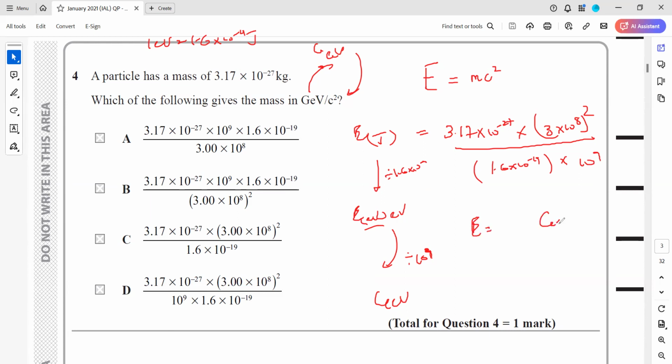Actually, this will be energy in giga electron volt, but energy in giga electron volt is the same as the mass in giga electron volt per c square. So which one does it match with? It matches with option D. The mass is first multiplied, we get this in joules, then divided by 1.6 into 10 to the power minus 19, we get electron volt, and then divided by 10 power 9, we get giga electron volt.